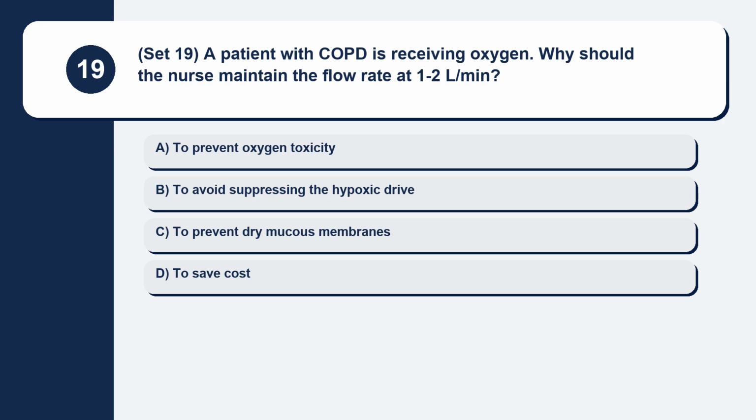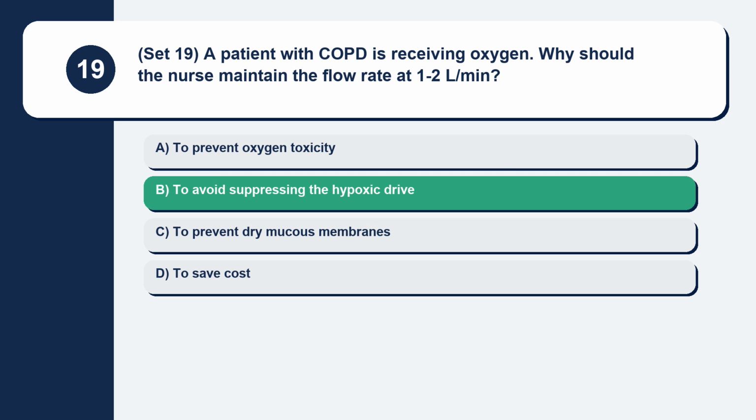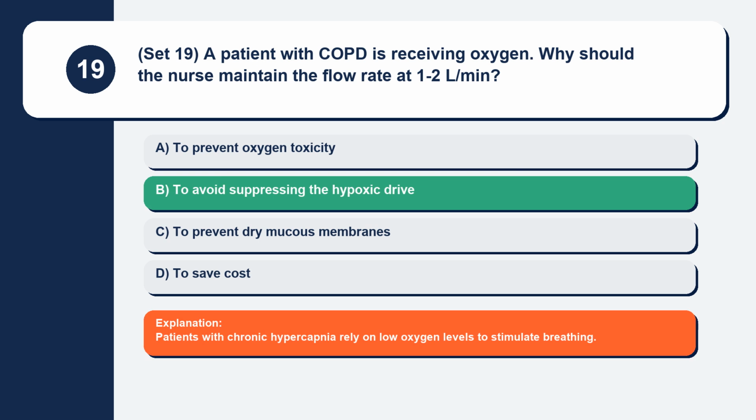Question 19. Set 19. A patient with COPD is receiving oxygen. Why should the nurse maintain the flow rate at 1 to 2 L/min? To prevent oxygen toxicity, to avoid suppressing the hypoxic drive, to prevent dry mucous membranes, to save cost. Patients with chronic hypercapnia rely on low oxygen levels to stimulate breathing.